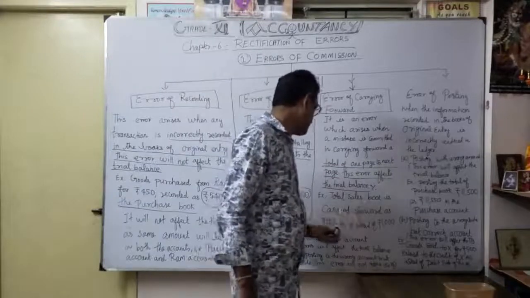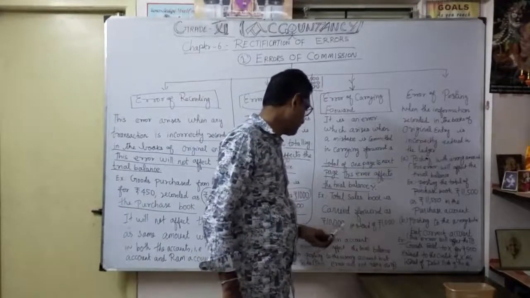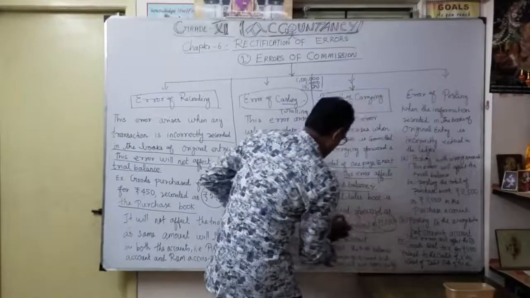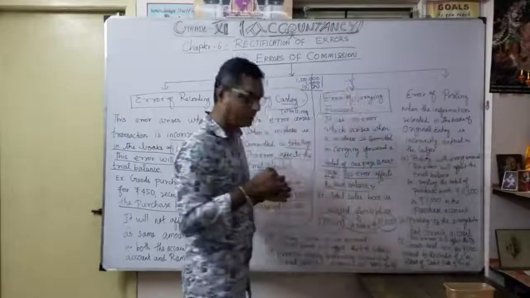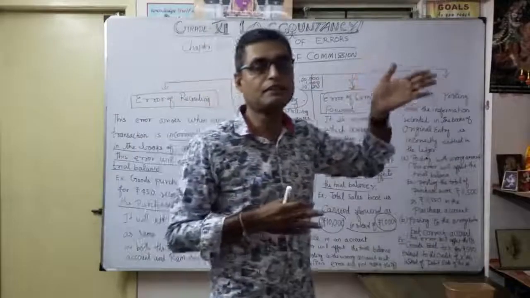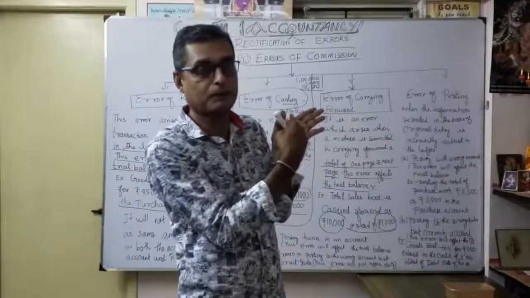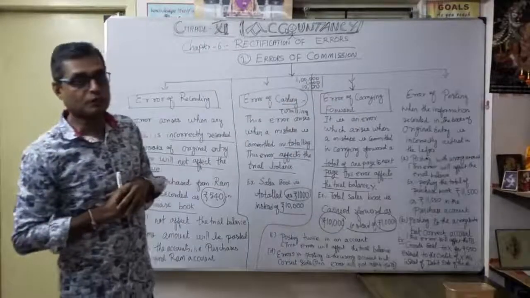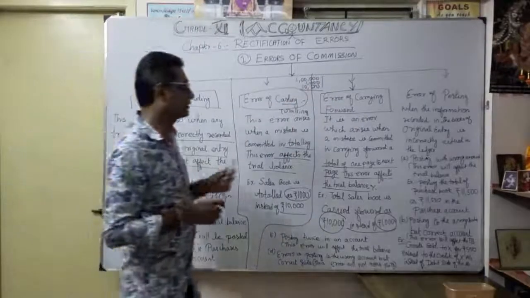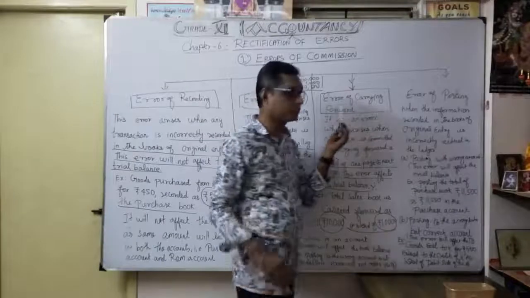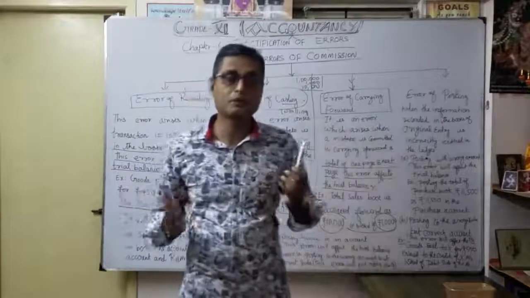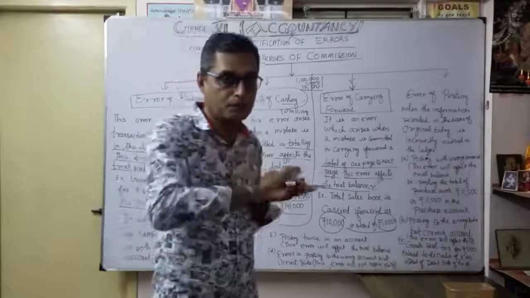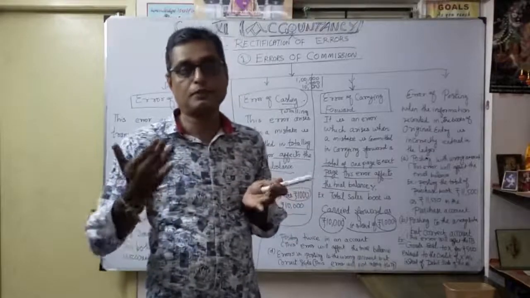The total of the sales book is carried forward as 10,000 instead of 1,000. You are supposed to enter 1,000, but what happened? Wrongly entered 10,000 at the top of the next page. That's why this is very, very important. Error of carrying forward will happen naturally. You should be very careful. You have to check whether the carry forward is correct from one page to the next.